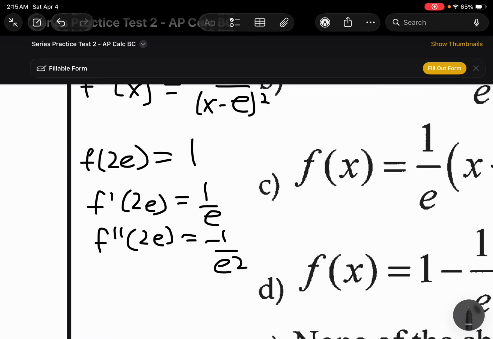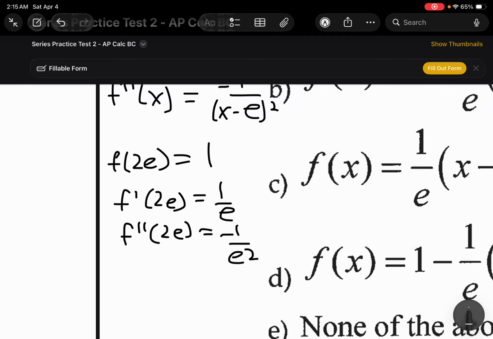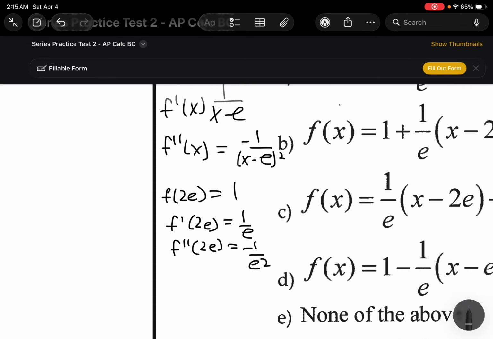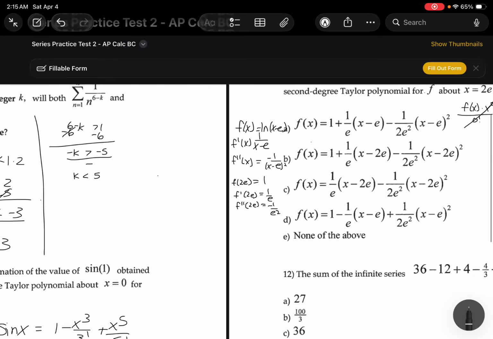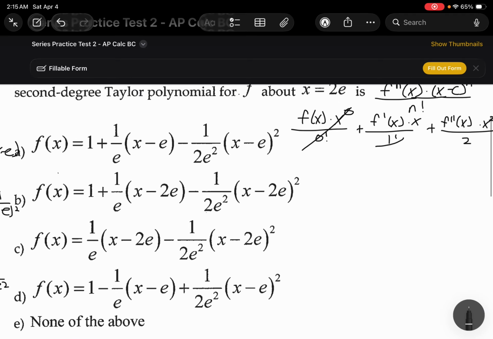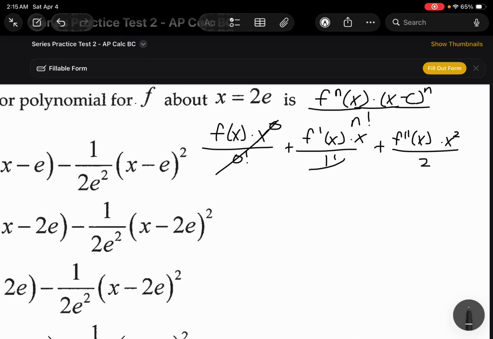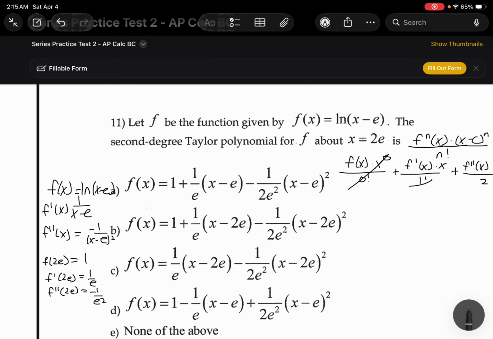What I basically did and why I skipped these steps is because this is just a flashback to derivatives, which BC students are expected to know. I just plugged in 2e for all values of x, and that's what I got. So it's going to be f of 2e, that's just going to give us 1.